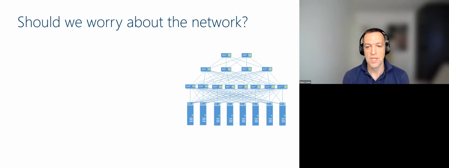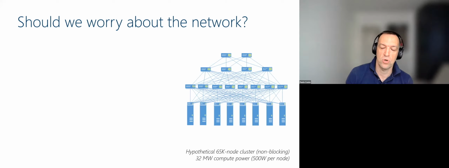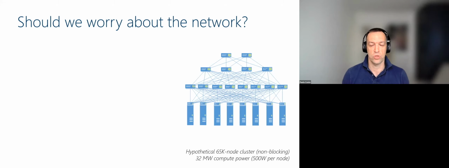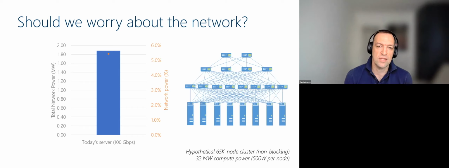Now, just for the purpose of this talk, let's assume a hypothetical cluster. This is not representative of anything specific that we have in Microsoft or other companies; it's a sort of thought experiment. So we assume we have a 65,000-node cluster. We want to interconnect them using a non-blocking topology, and we assume about 32 megawatts of total compute power, so roughly half a kilowatt per node. If you assume today's speed, so 100 gigabit, the network power is roughly 2 megawatts, a bit south of that. In absolute terms, this sounds like a big number, but relatively speaking, it's about 5 to 10%, depending on how you count, of the overall cluster power. So definitely something to keep an eye on, but maybe not something you would lose sleep over.